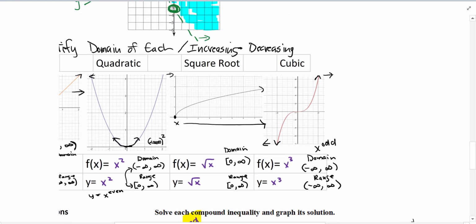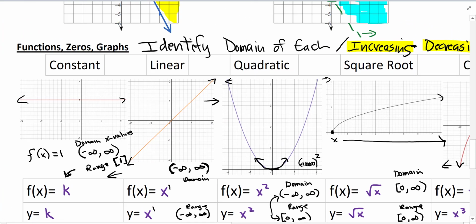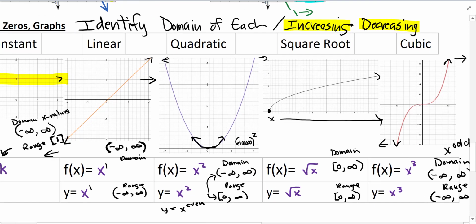All right, there's one other topic that we haven't really covered yet. This is the idea of increasing and decreasing, and where is a graph increasing and decreasing. So let's come back here and let's look at the constant graph. Well, it's neither increasing or decreasing. So you would say a constant graph neither increases or decreases. For this linear graph, remember you're always going to be reading left to right. Well, that graph is going up, so it is increasing from negative infinity to positive infinity.